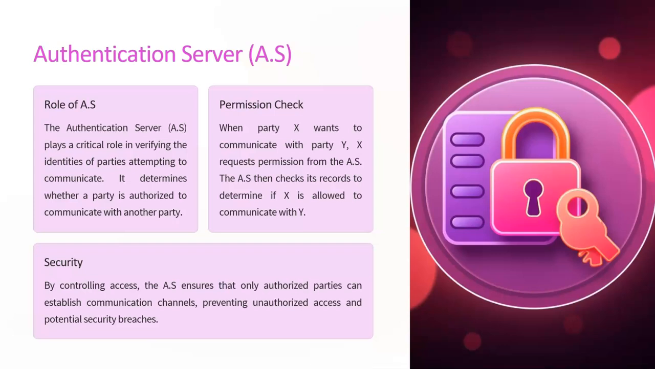As I said earlier, in a distributed environment, we have a server and a client. So, if two parties are going to communicate, X and Y will request the authentication server whether they can communicate or not. The authentication server checks for permission, whether both the parties are authorized persons or not. After that only, the communication channel will be enabled. So its main role is that security is maintained by the authentication server.